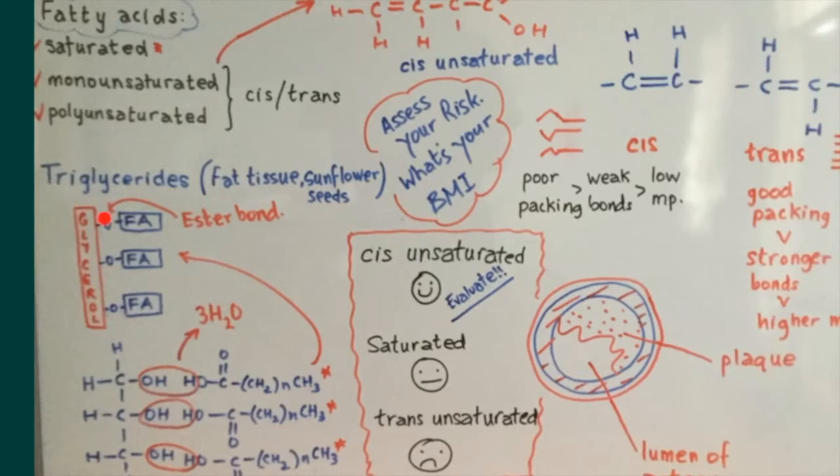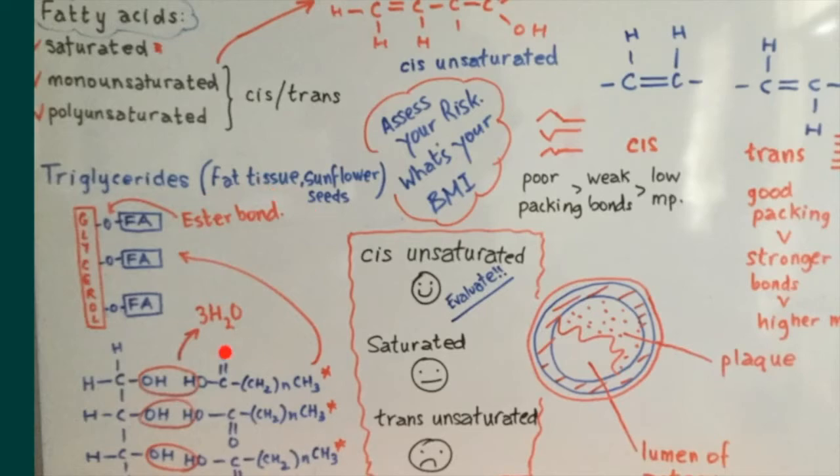It is the product of a triol, an alcohol with 3 OH groups, and 3 fatty acids, with 3 fatty acid groups forming 3 ester bonds to this glycerol. 3 water molecules are lost by a condensation reaction. Triglycerides are typically found in fat tissue and in sunflower seeds.